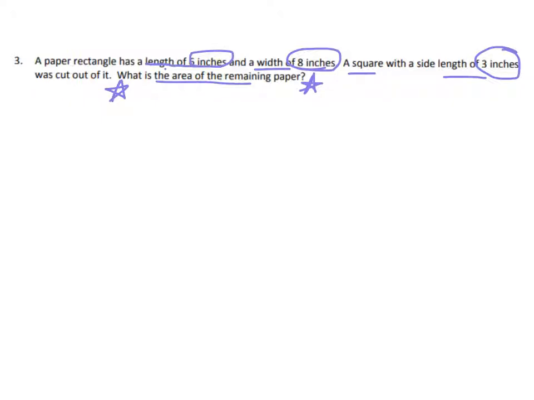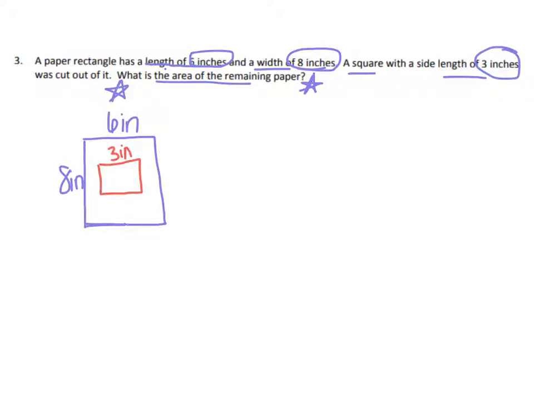So I know that I'm going to have to draw. So let's draw the first rectangle. Messed up a little bit. Yeah, we'll go with it. Okay. So we have a length of 6 inches and a width of 8 inches. Then it says a square with a side length of 3 inches. And because it's a square, I know that all sides are equal. So I have 3 inches for the length and width. Was cut out. What is the area of the remaining paper?